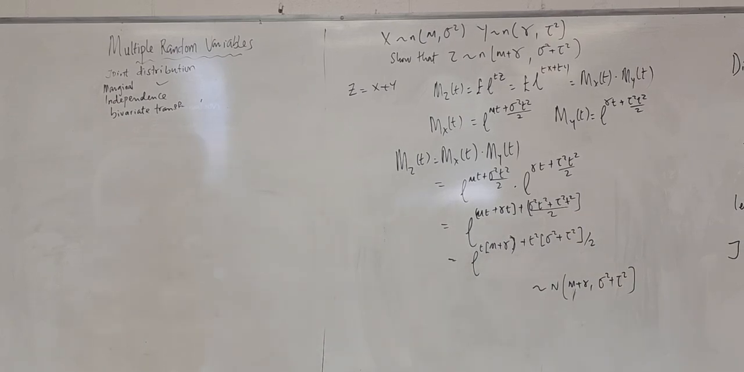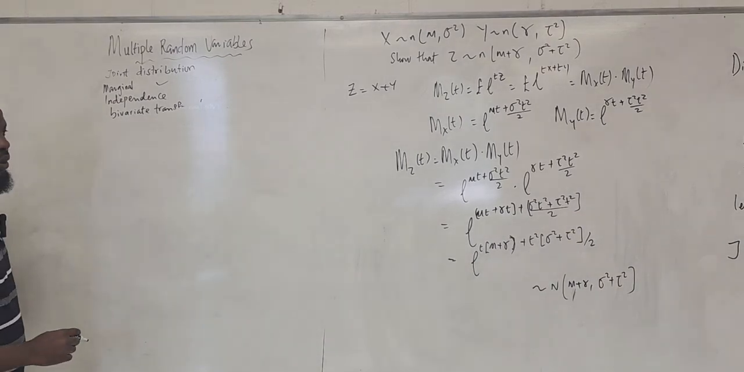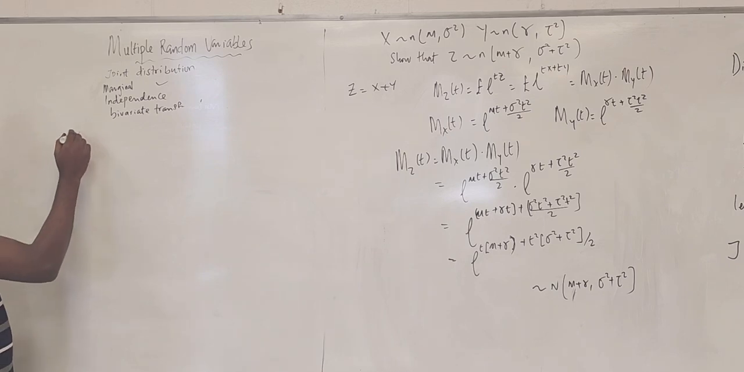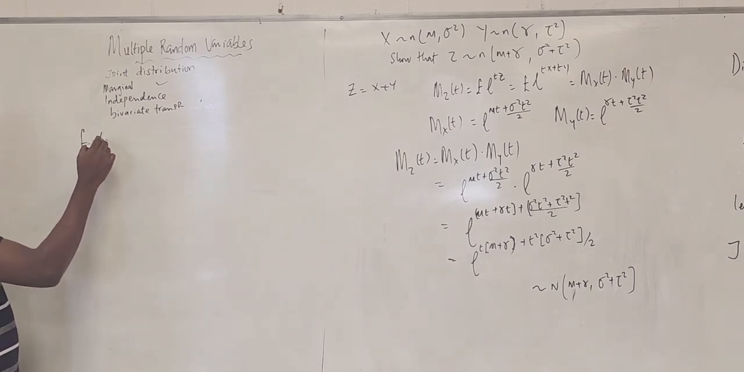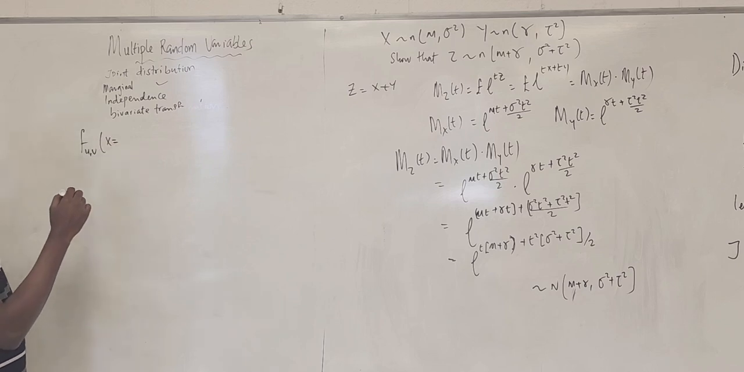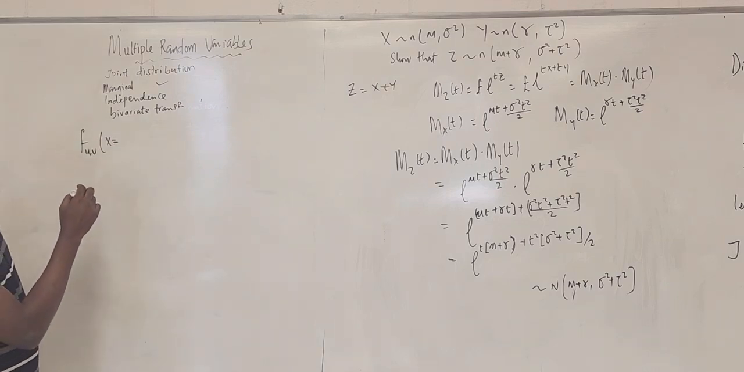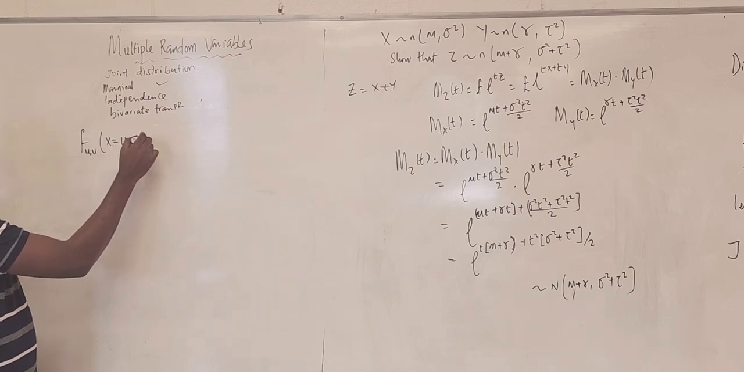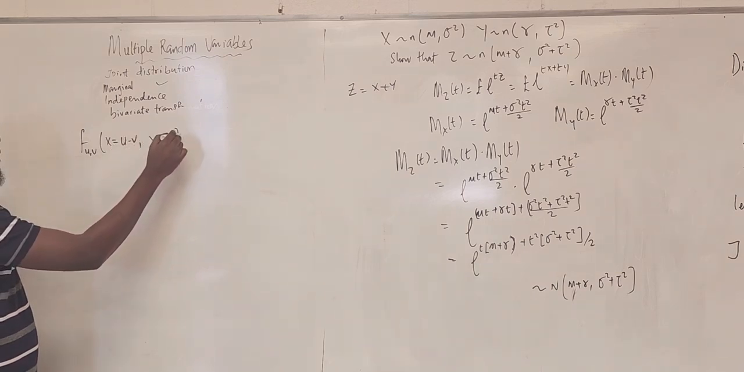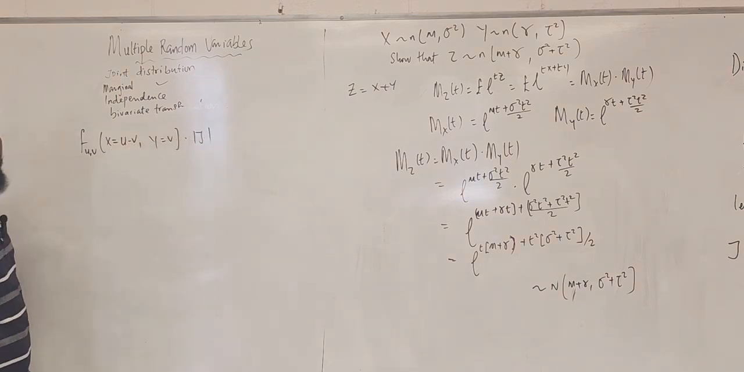Yeah. So now, let's plug in. Now you have f of u comma v equals x equals what? What is x? U minus v, comma y equals v, times the Jacobian. That's it.